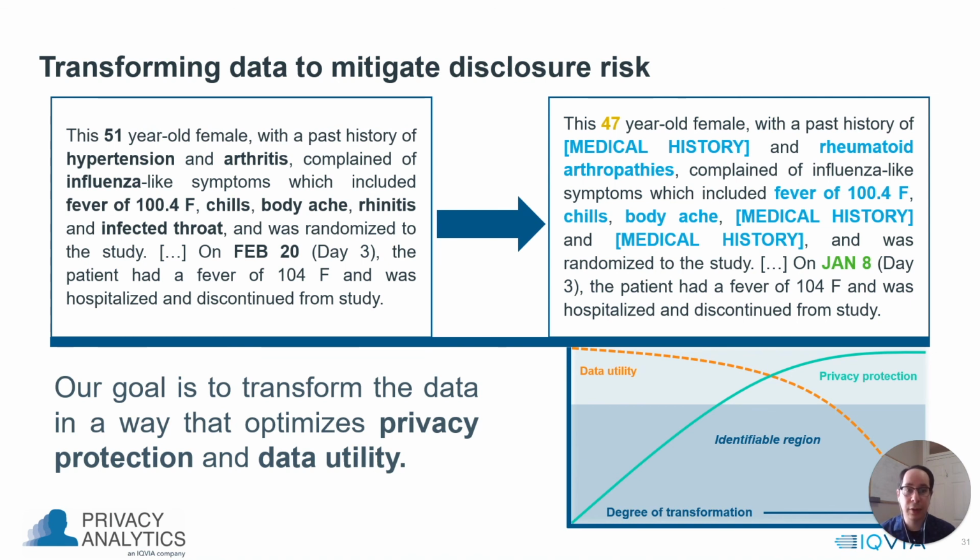So in this regard, we have to choose transformations that are useful for the endpoints of clinical trial transparency, but also sufficiently privacy protective. And so we're balancing a trade-off between data utility and privacy protection while still trying to maintain that baseline level of protection to facilitate the public disclosure of the documents.